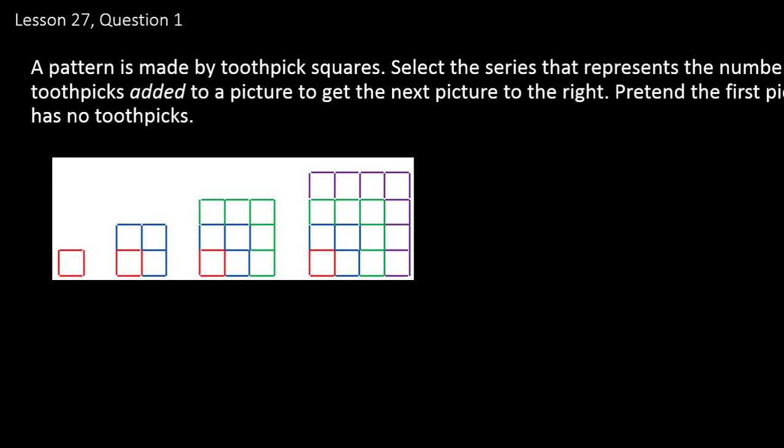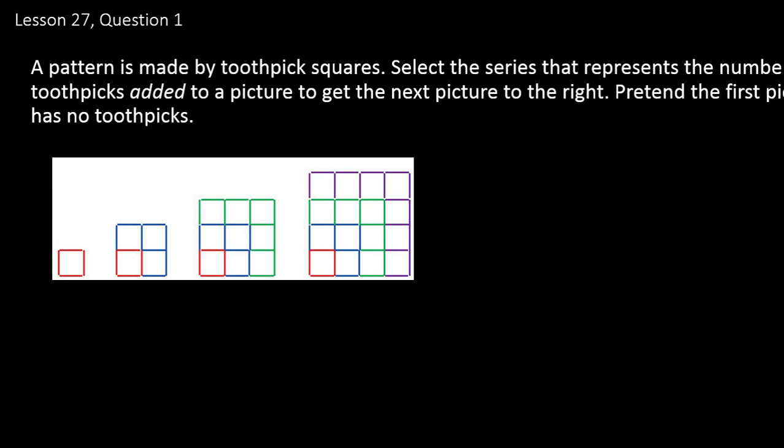Let's talk about Project 6, Lesson 27. A pattern is made by toothpick squares. Select the series that represents the number of toothpicks added to a picture to get the next picture to the right. Pretend the first picture has no toothpicks.